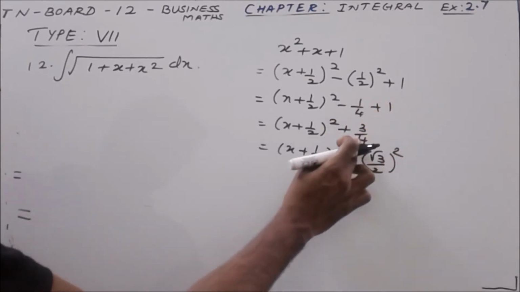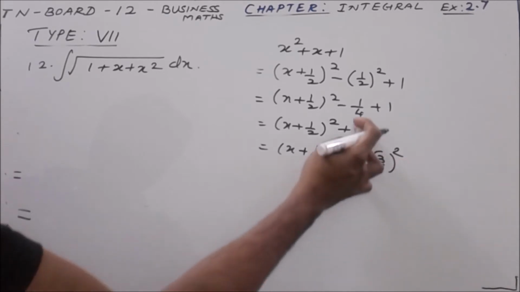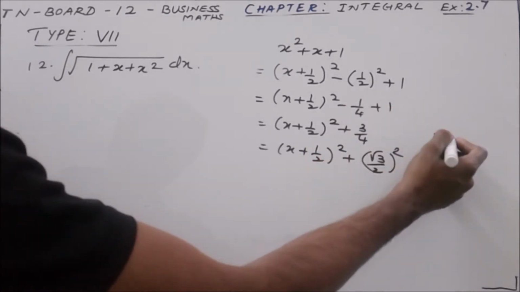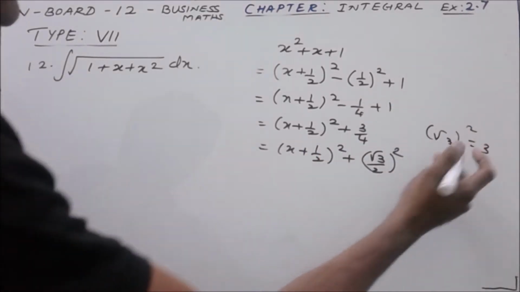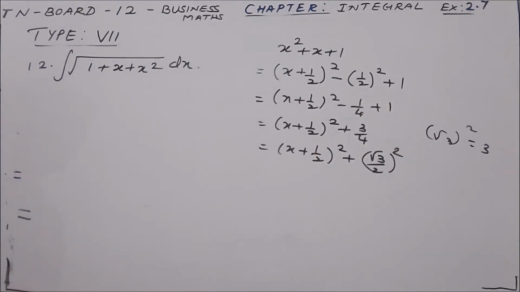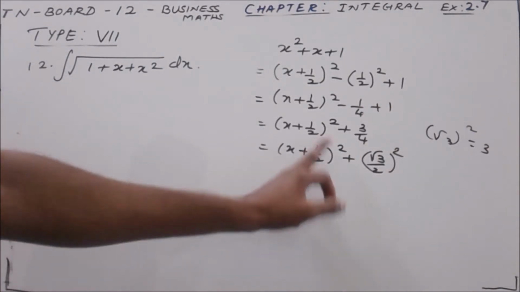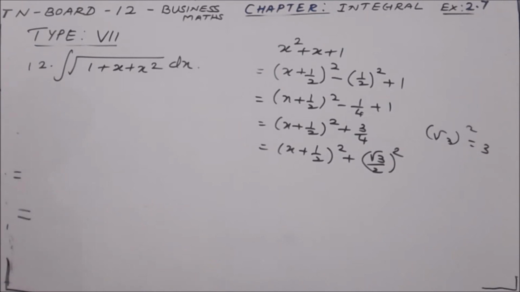This is a perfect square, we can write it as 2 square. This is not a perfect square, so that is converted as root 3 whole square equal to 3. So while writing it as a square, we make it like this: x plus 1 by 2 whole square plus root 3 by 2 whole square.